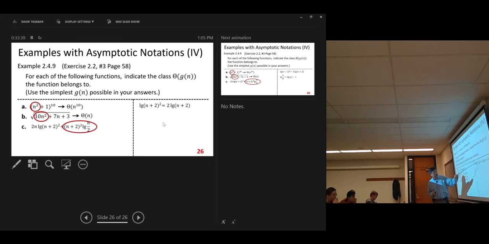Based on the property of logarithm, this exponent 2 can be brought down to the front. Then the square is gone, and you just get a constant 2. We know a constant is not that important when we compare which one is dominant. The constant factor is not that important, so we can ignore it. But this exponent 2 you cannot ignore.